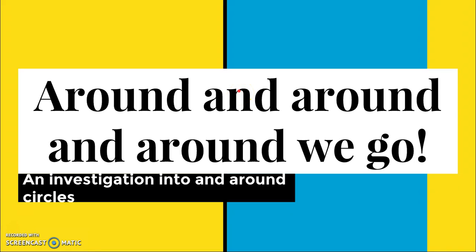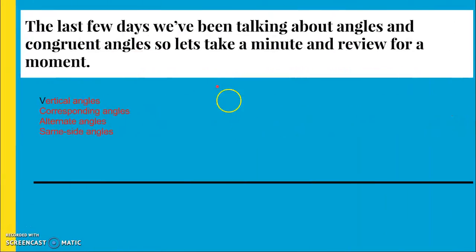Alright, so our title for the lesson today is Around and Around and Around We Go. You can say around as many times as you want, because you're always going to end up at the same place. Hint, hint. So we're looking at an investigation into and around circles. Alright, we'll have some fun with those today. And let's see what you think.